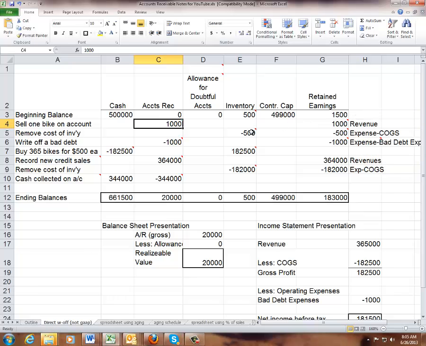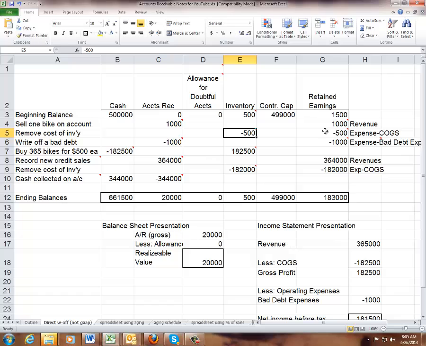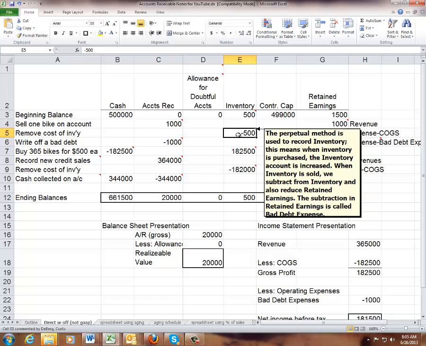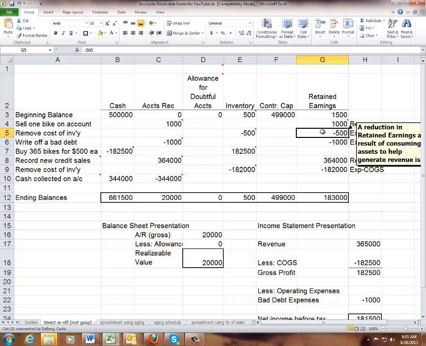Now, this company uses the perpetual method of accounting for inventory. And so when a bike is sold, we've got to subtract it from the inventory account. Here's where you see the less 500 for inventory. And we subtract 500 from retained earnings. Now, if we were using debits and credits again, we would credit inventory and debit cost of goods sold.